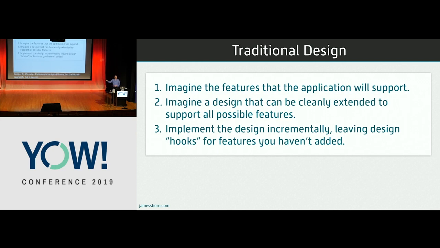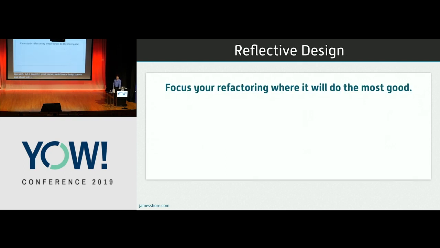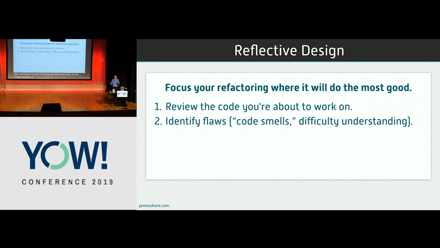Reflective design doesn't speculate. What you do is you look at the code that you're about to work on. If it's not related to your current task, you don't worry about it. It can wait for later, because remember, the cost of change decreases over time. So any change we can delay is going to be cheaper to work on later. So we only work on the code that we've got in front of us right now. Then we identify the flaws. What's annoying you? Where are the code smells? What's just not nice about this code?